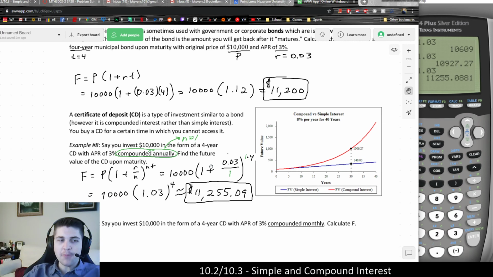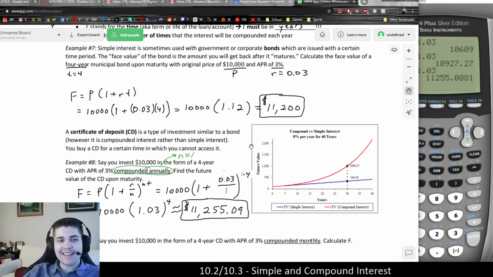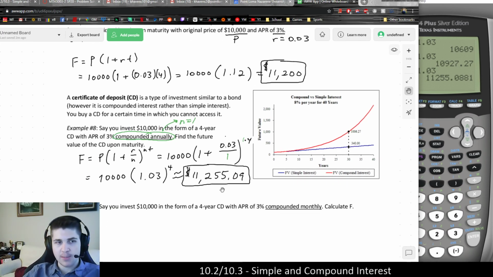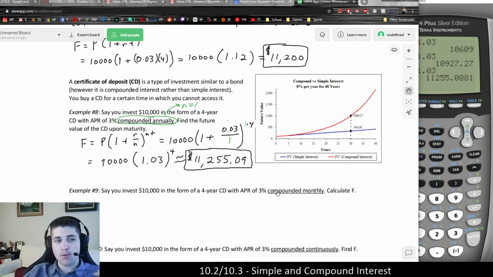So it's important to notice the difference between what's favorable to who. But really, I think it's simpler just to remember that simple interest is the slowest type. Compounding is always faster. And if we compound more frequently, it will only speed up the growth of the account, which we'll see in the next video.